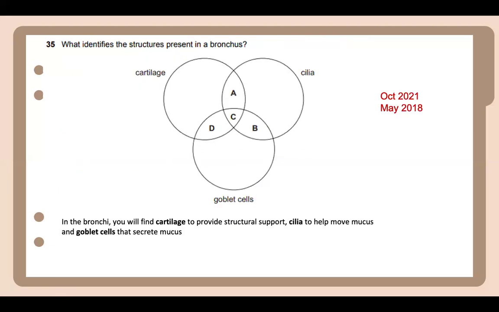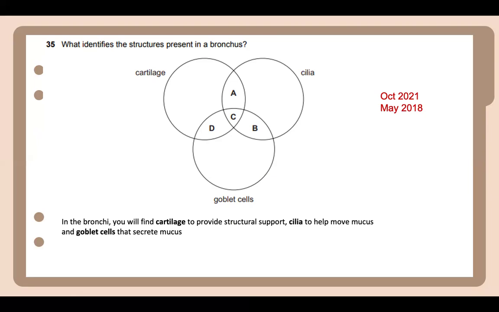35 is a common question which also already exists in October 2021 and May 2018. And the question is related to the bronchus. In this question, there is a little bit of a twist, but all the answers are towards the bronchus. The question asks to identify the structures present in a bronchus.